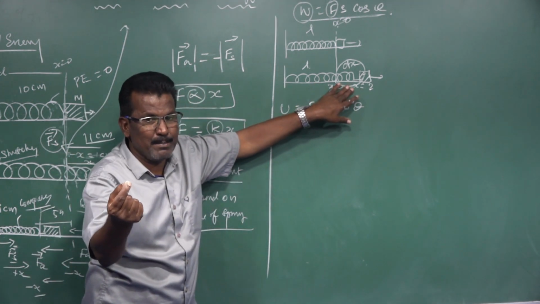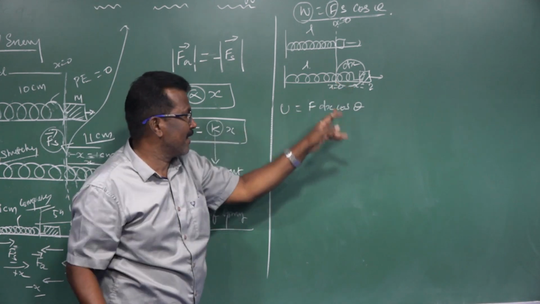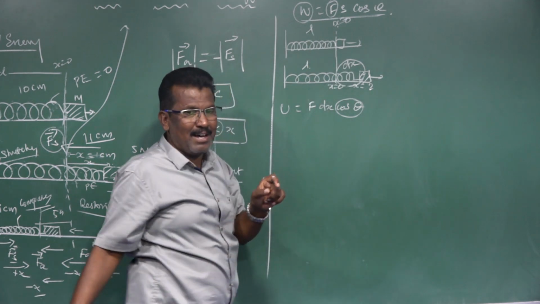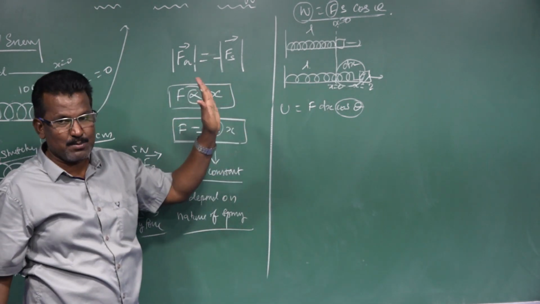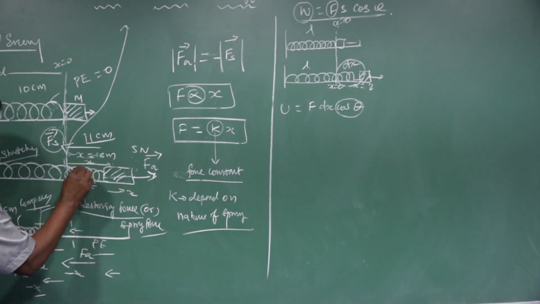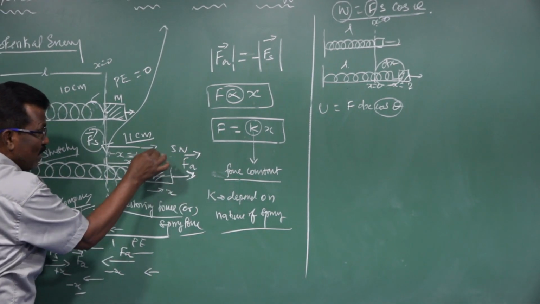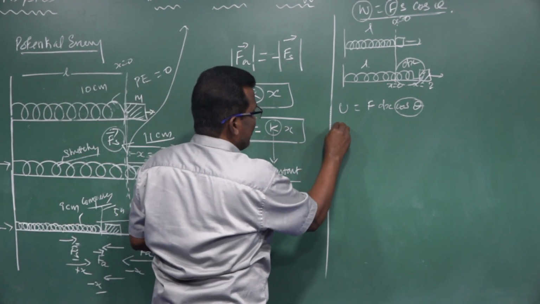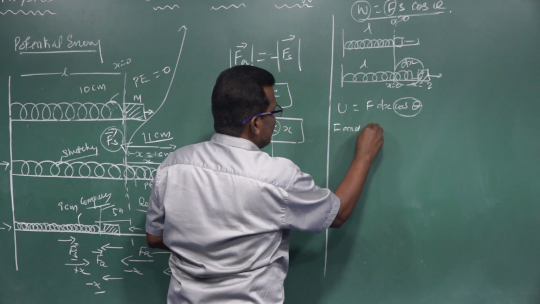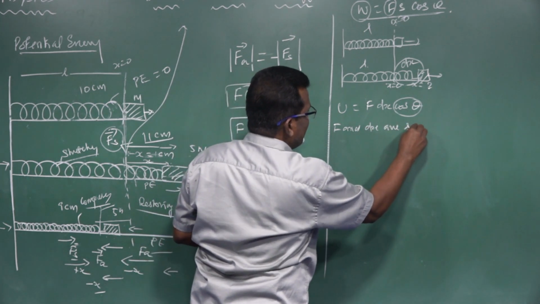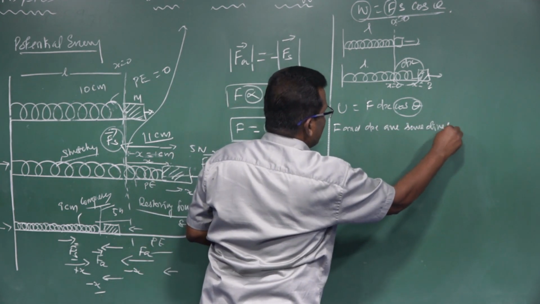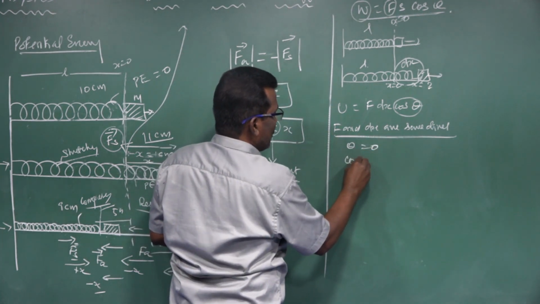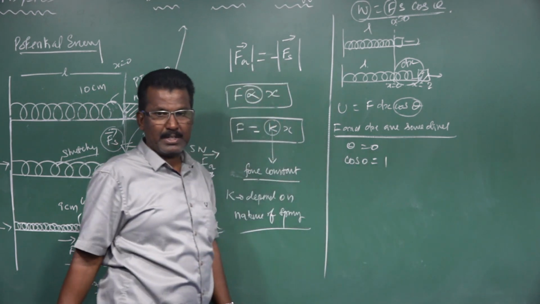A small distance, it may be 1 centimeter to 0.1 centimeter. dx cos theta. We know that theta is always the angle between the force and the displacement. Force and displacement are in the same direction. So F and dx are in the same direction. So theta is equal to 0. Cos 0 is equal to 1.